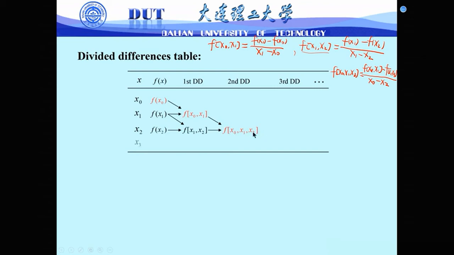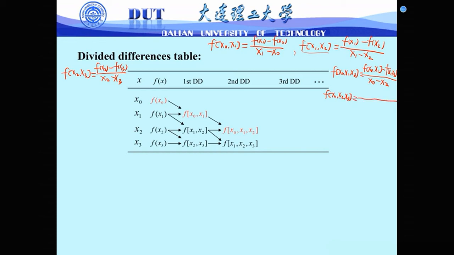Clear? Okay, continue. We add new node x3 and function value f(x3), then we can compute the first order dd with respect to x2 and x3. So I write here f[x2, x3] equals f(x2) minus f(x3) divided by x2 minus x3. It's okay for you? Now, by these two first dd, we can obtain the second dd at x1, x2, and x3. So I write here x1, x2, and x3.